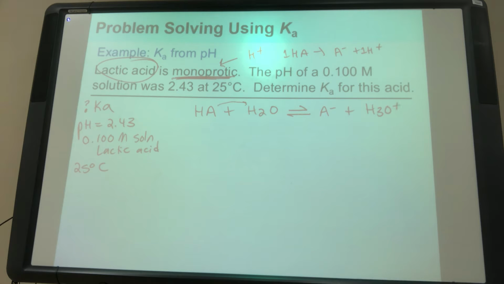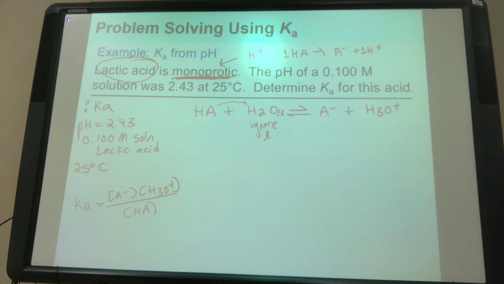We wrote this down when we talked about Kas at the beginning of this chapter, so you could flip through to those notes. So my Ka would be A minus times H3O plus over HA. Water is a liquid, so I don't count it; I ignore my liquid. To plug these in, I need to know the A minus concentration, the H3O plus concentration, and the HA concentration.